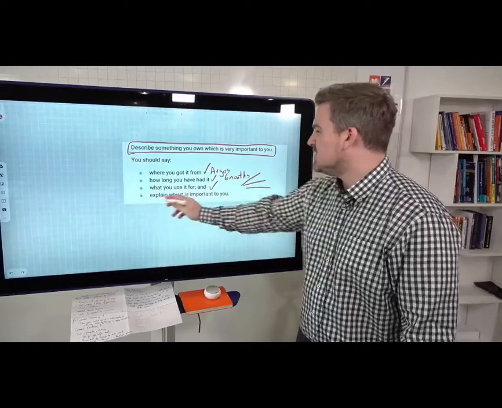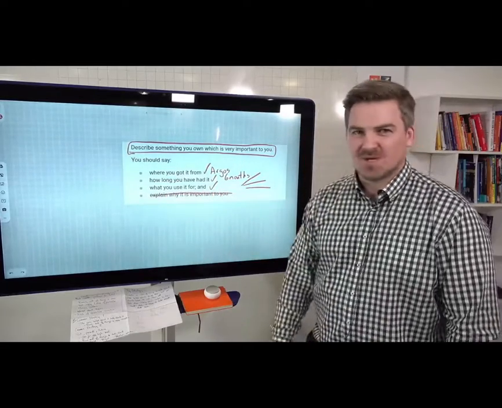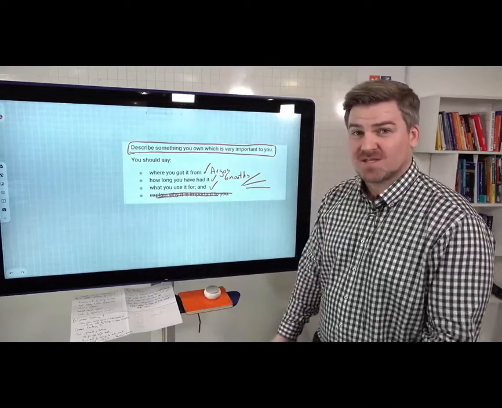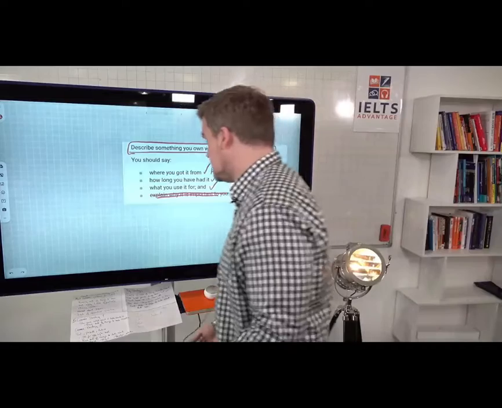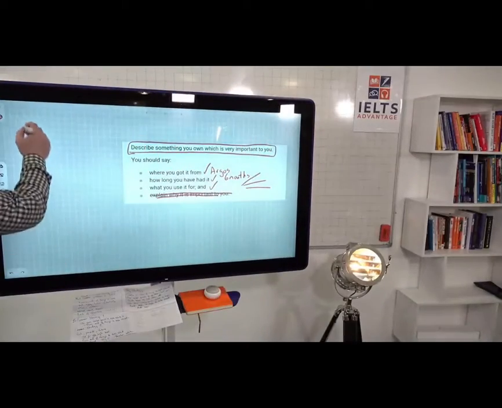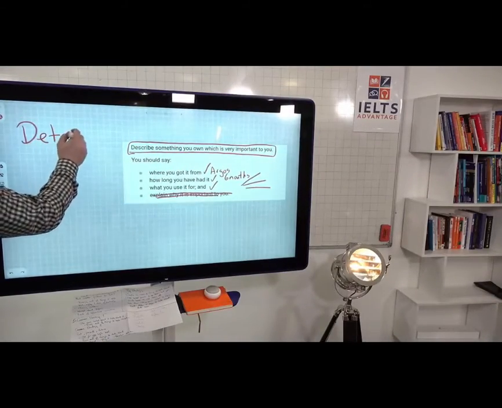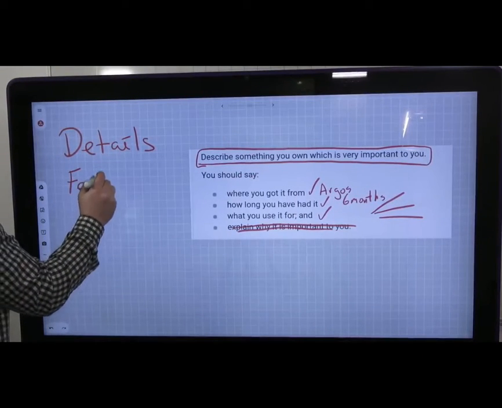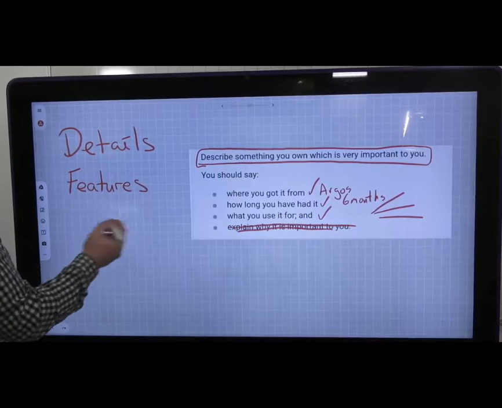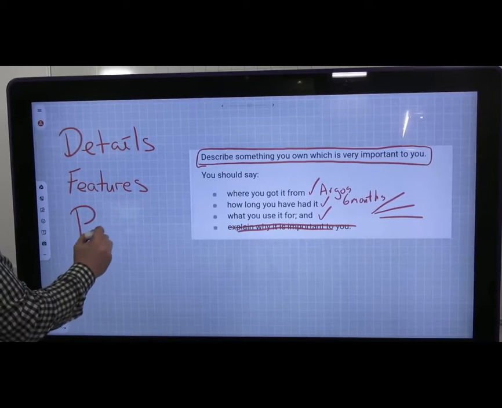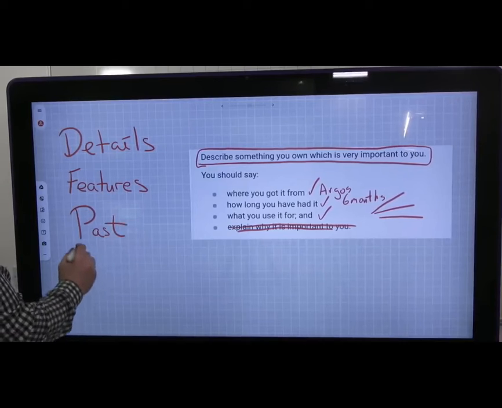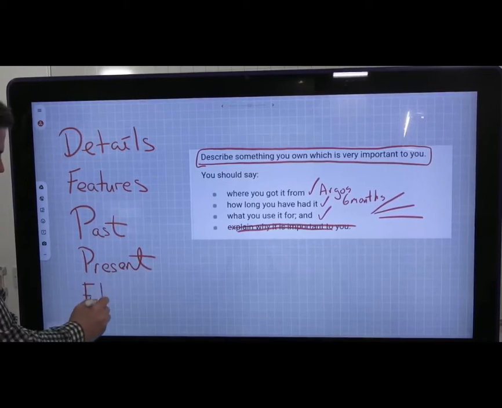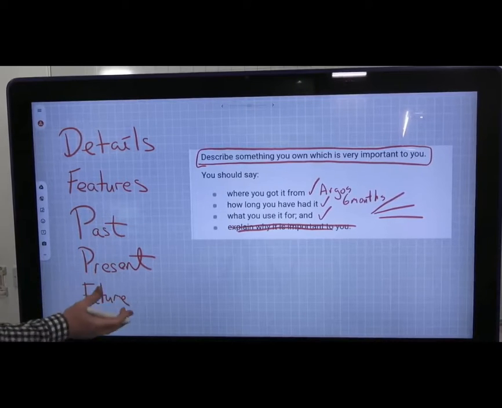Explain why it is important to you. I don't really feel comfortable talking about that one. Don't want to talk about that one, so don't. Are there other things that I could talk about related to that? Sure, I could talk about the details. I could talk about the features. I could talk about past. I could talk about present. I could talk about future, but I don't have to.